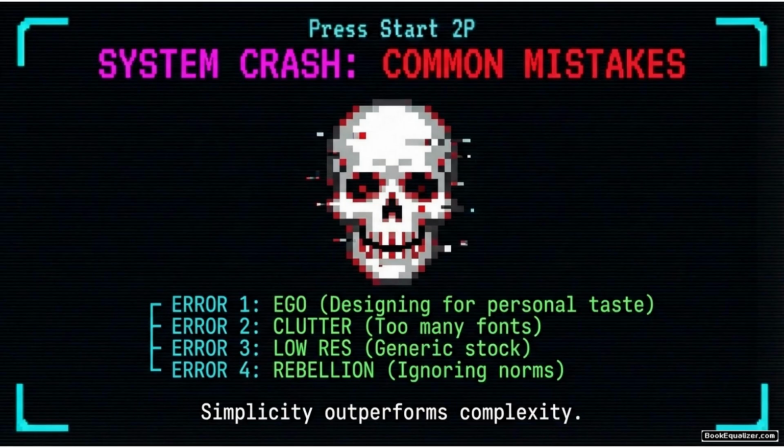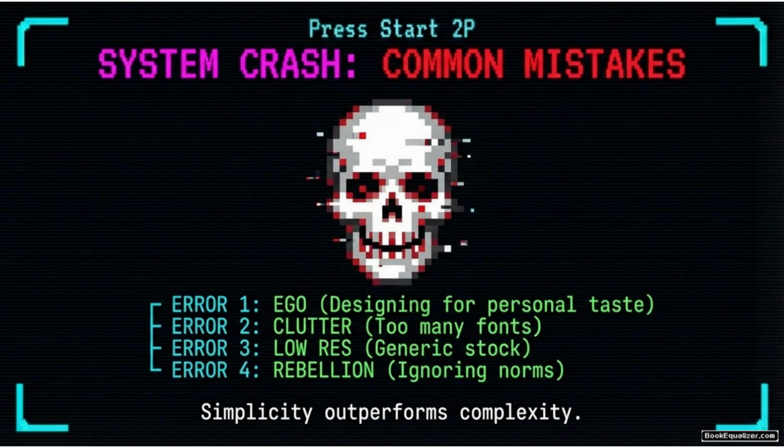Let's talk about what kills conversions. Error 1, ego. Designing for personal taste instead of market demand. Your taste is irrelevant. Your buyer's expectations are everything. Error 2, clutter. Too many fonts, too many elements, too many messages. When everything is important, nothing is important. Error 3, low res. Generic stock photos that scream amateur hour. Cheap visuals destroy perceived value faster than anything else.